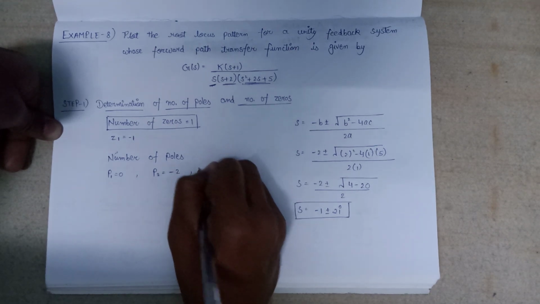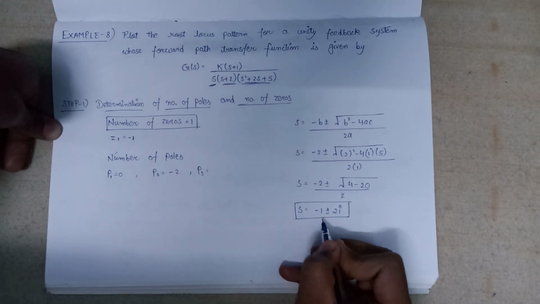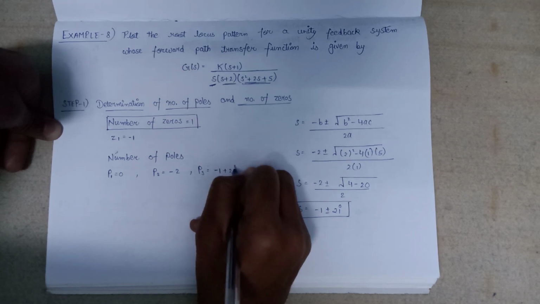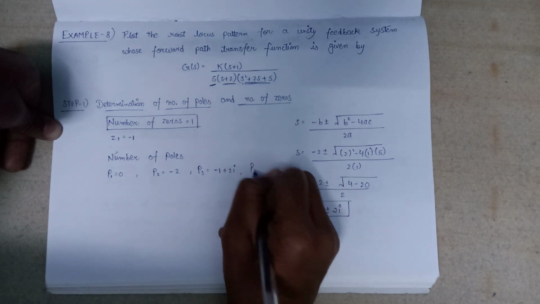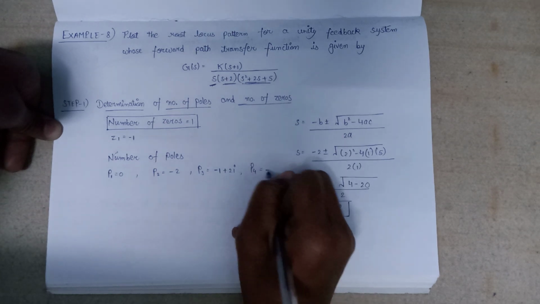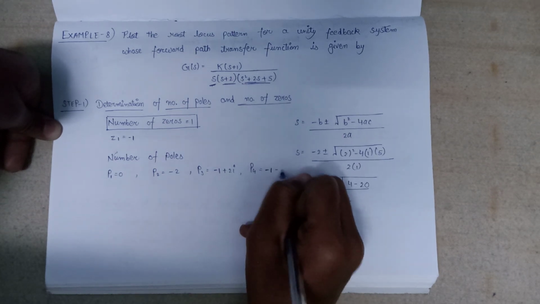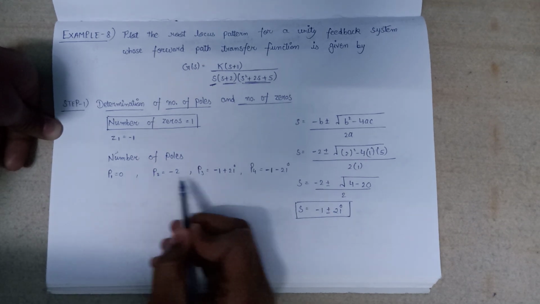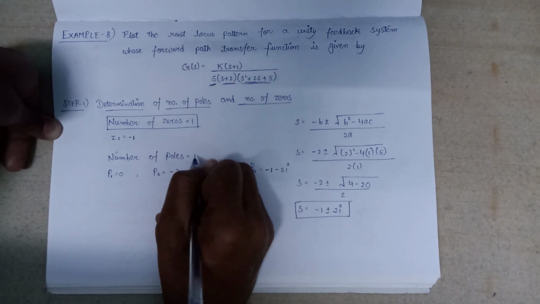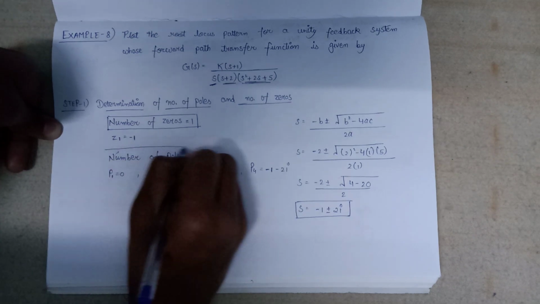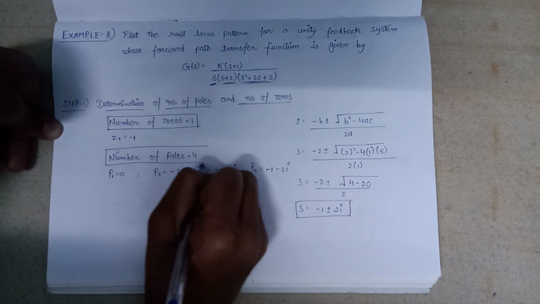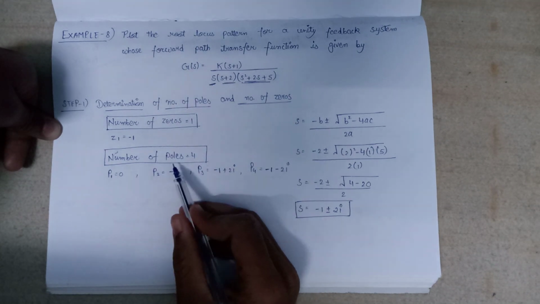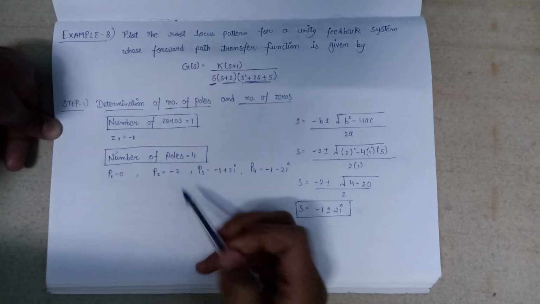So our pole P3 will lie at -1 + 2i, and pole P4 will lie at -1 - 2i. So the number of poles is 1, 2, 3 and 4. So in this question we are going to deal with 4 poles and 1 zero.